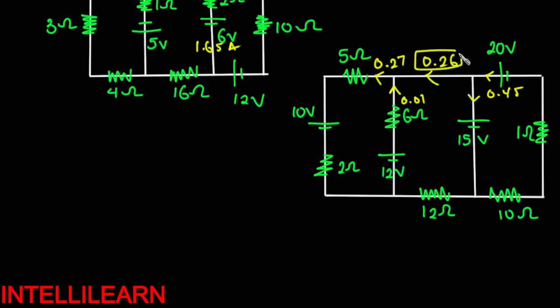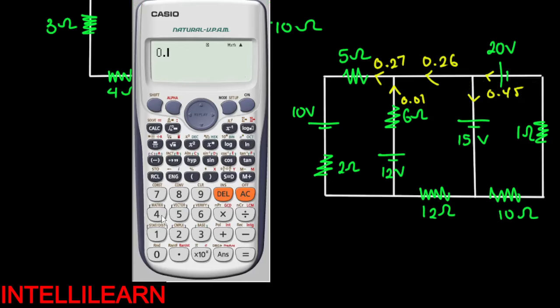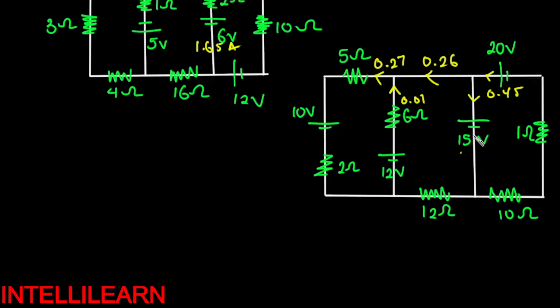What is going out is not up to what is going in, or what is going in is greater than what is coming out. So there must be another one that will come out so that it will balance it. And that is what? 0.45 minus 0.26. So that is what? 0.19. So we have gotten all of the currents.